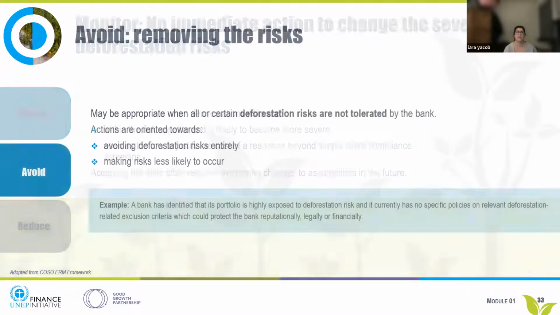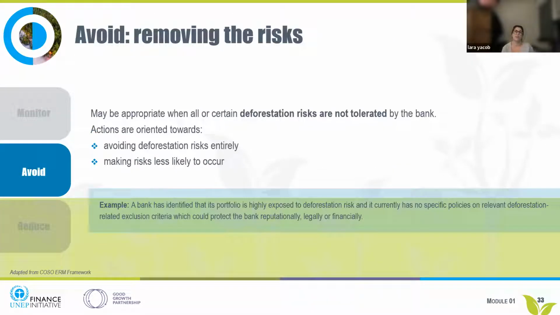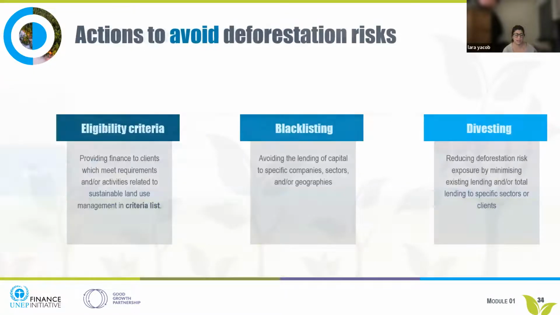Next slide. Then we have avoid, where we say you want to avoid or remove the risks from your portfolio, because deforestation risks are simply not tolerated at all. So there are two things you can do: make the risk less likely, or avoid it entirely. Next slide. And to avoid, you could do three things.